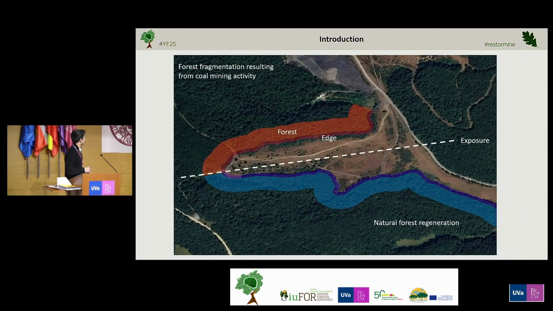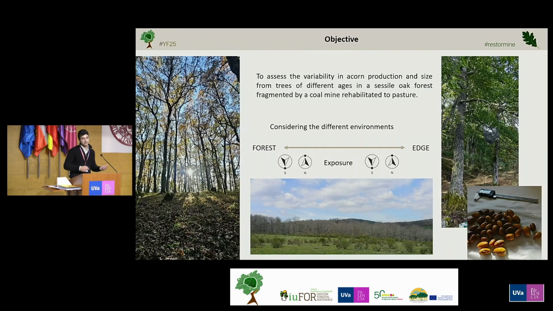The forest fragmentation resulting from coal mining activity has generated differences between the edge and the inside of the surrounding forest. And in addition, there are differences in two main exposures, the sunny and the shady. This can affect acorn production and acorn size, and consequently the natural forest regeneration. Essentially, this research aims to assess the variability in acorn production and size from trees of different ages in a sessile oak forest fragmented by a coal mine rehabilitated to pasture, considering these two different environments, the forest and the edge, and also these two main exposures.